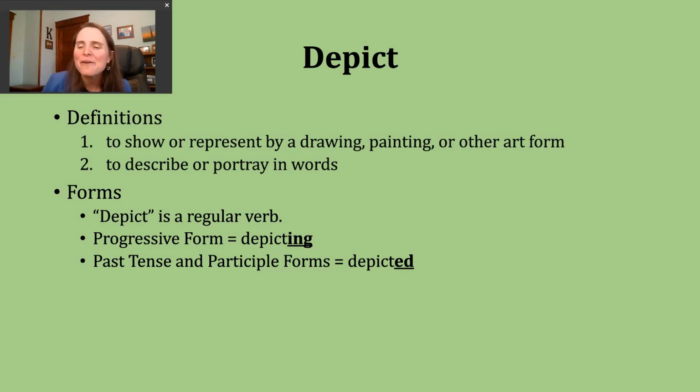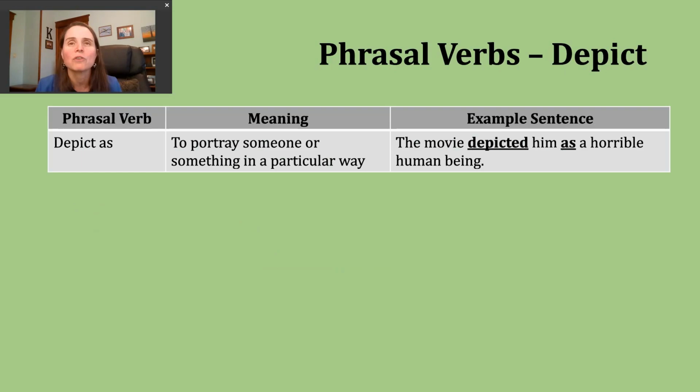Okay. Now, I do have one phrasal verb to share, that is to depict as. And you're going to see a connection to our earlier definition. So this phrasal verb means to portray someone or something in a particular way. An example of this might be, the movie depicted him as a horrible human being.